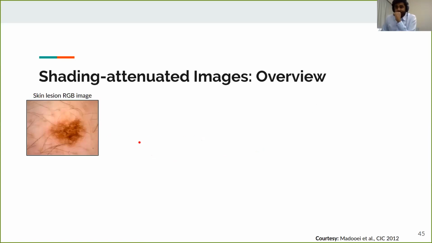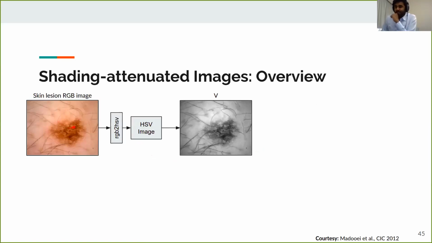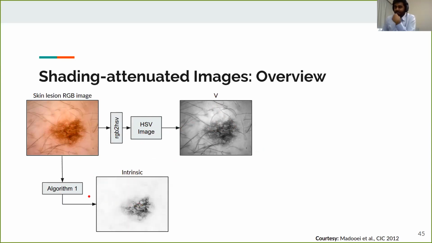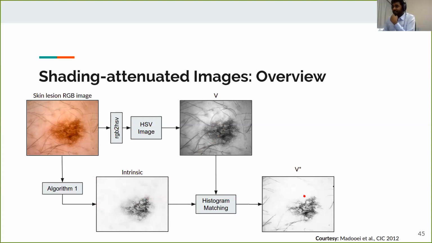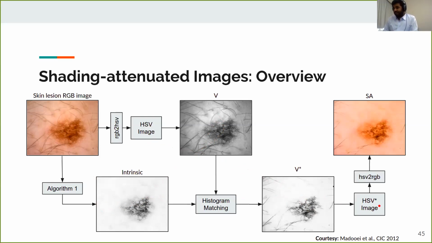So here's an overview of the method. If we have a RGB image of a skin lesion, we convert it to HSV color space, and here is the V channel, the value channel from the HSV color space. Next, we take the RGB image and find its intrinsic image using the first algorithm described previously. And now we match the histogram of the value channel to the intrinsic image to obtain a shadow attenuated value channel, which we then plug back into the HSV image. And when we convert it back to the RGB color space, we have the shadow attenuated RGB color space representation of the original skin lesion image.